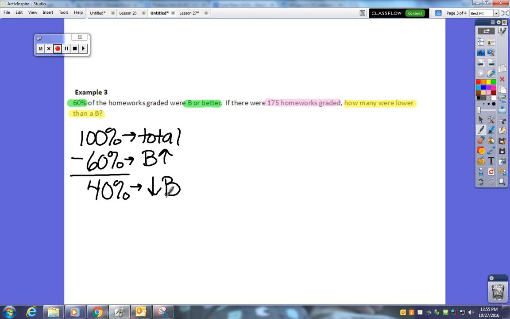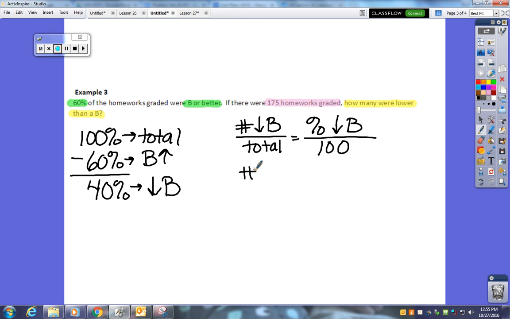So now I'm trying to find the number lower than B out of the total, equal to the percent less than B over 100. We're looking for the number less than B, so we don't know that. We do know the total from the problem, 175. We found the percent less than B by subtracting and got 40. And that, of course, goes over 100.